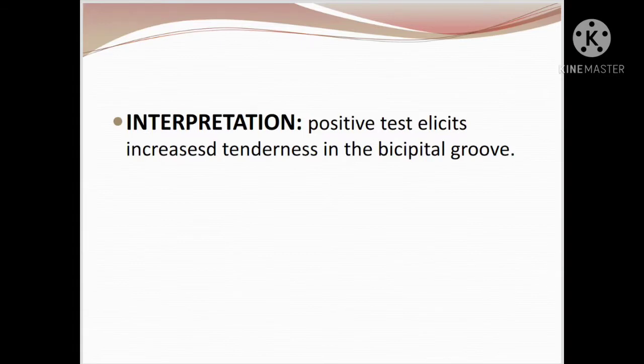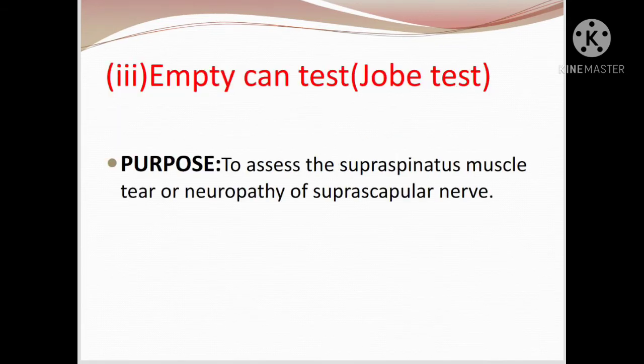Interpretation. A positive test elicits increased tenderness in the bicipital groove. Third, empty can test, also called Jobe test. Purpose: to assess supraspinatus muscle tear or neuropathy of the suprascapular nerve.